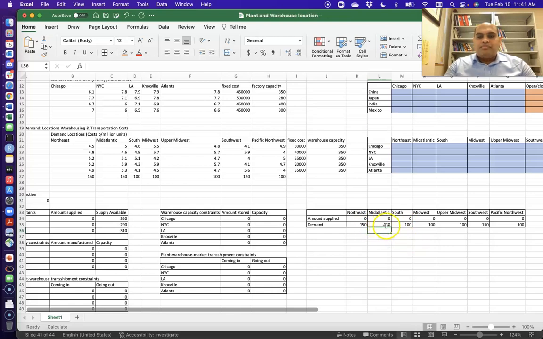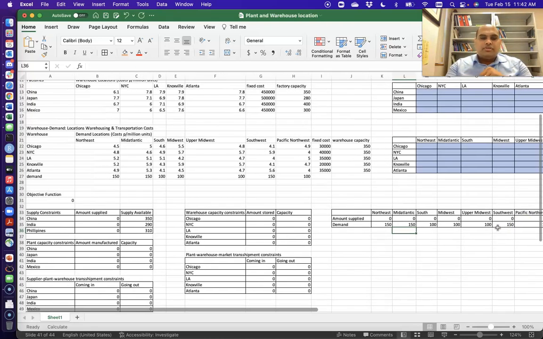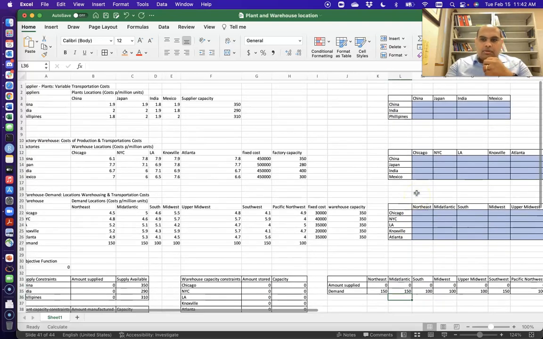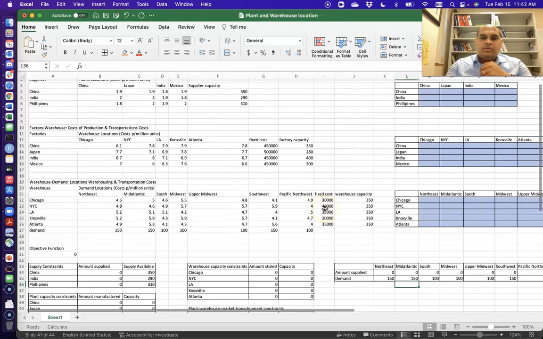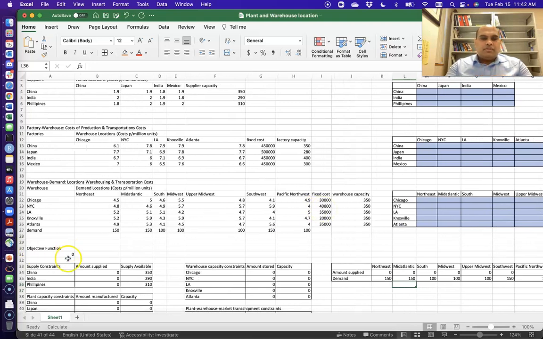Yep. So 150 for Mid-Atlantic, 100 for South, 100 for Midwest, 100 for Upper Midwest, then you have Southwest and the Pacific Northwest. So these are all the demands at the demand locations. And there you have the 6 sets of constraints, the 3, 4, 5 sets of decision variables, and of course the objective function. Everything is here.